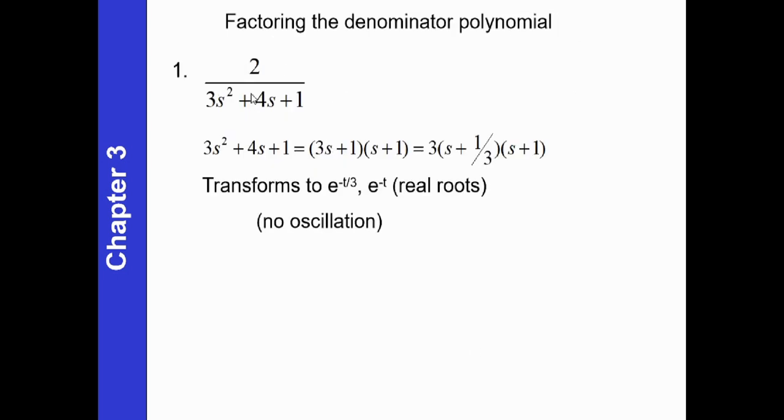So for example, the equation is 2 over 3s squared plus 4s plus 1. When you factor the denominator polynomial, you obtain 3s squared plus 4s plus 1 equal to (3s+1)(s+1), which equals 3 times (s + 1/3)(s + 1). So the roots are minus 1/3 and minus 1, so you get e^(-t/3) and e^(-t). In this case, since they are all real, there is no oscillation.